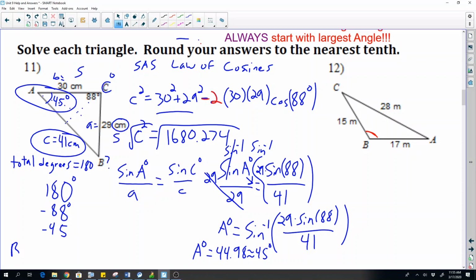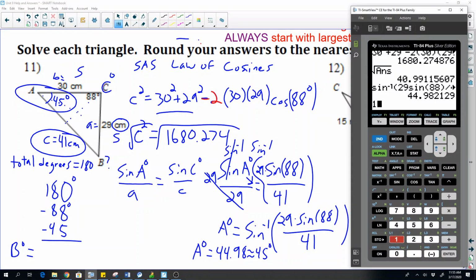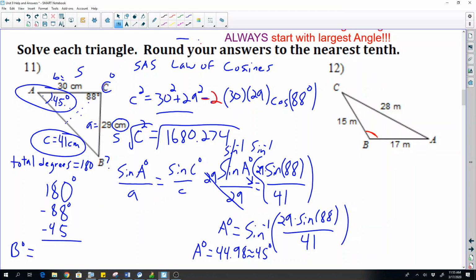And that is going to give us what angle B equals. So let's go ahead and do that right now. We've got 180 minus 88 minus 45. So that gives us 47 degrees. So again, what we did there was we took 180 degrees and we subtracted angle C and we subtracted angle A, and that gave us angle B. So that's our other answer there. There's 47 degrees.